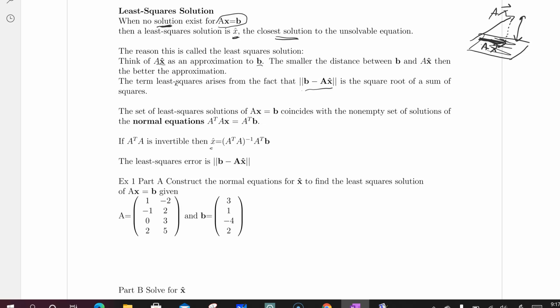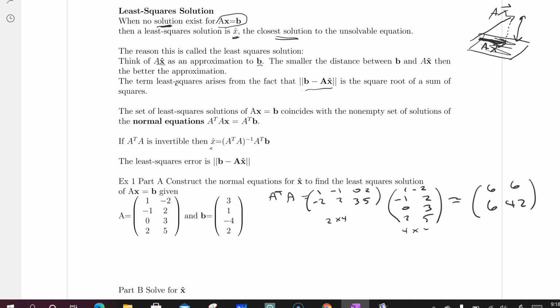All right, so here we go. Let's first find A transpose A and see if it's invertible. A transpose is 1, negative 1, 0, 2 in the first row and negative 2, 2, 3, 5 in the second, times A, which is 1, negative 2, negative 1, 2, 0, 3, 2, 5. If I multiply this 2 by 4 matrix times this 4 by 2 matrix, it gives me a 2 by 2, and it does. It gives me this matrix right here.